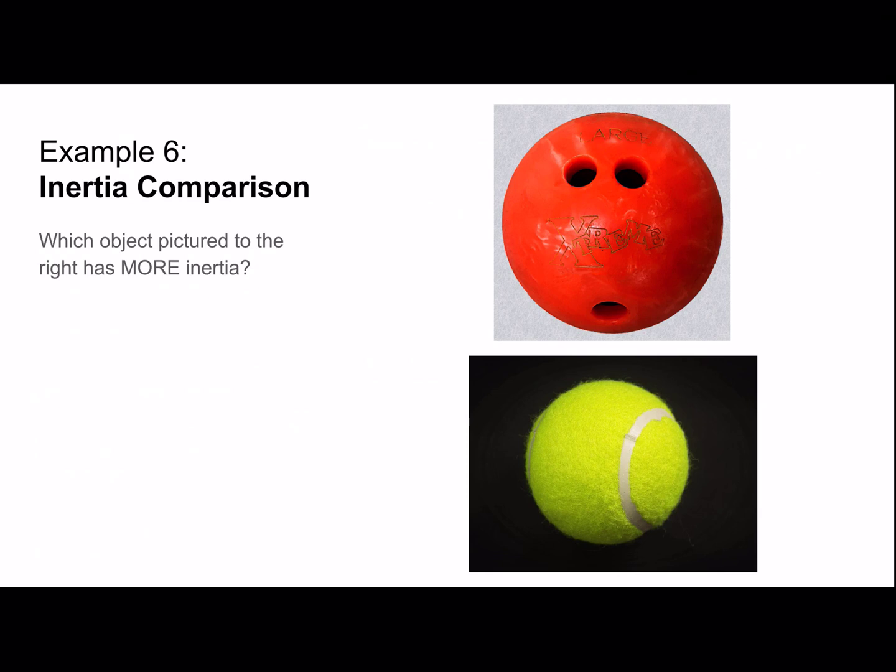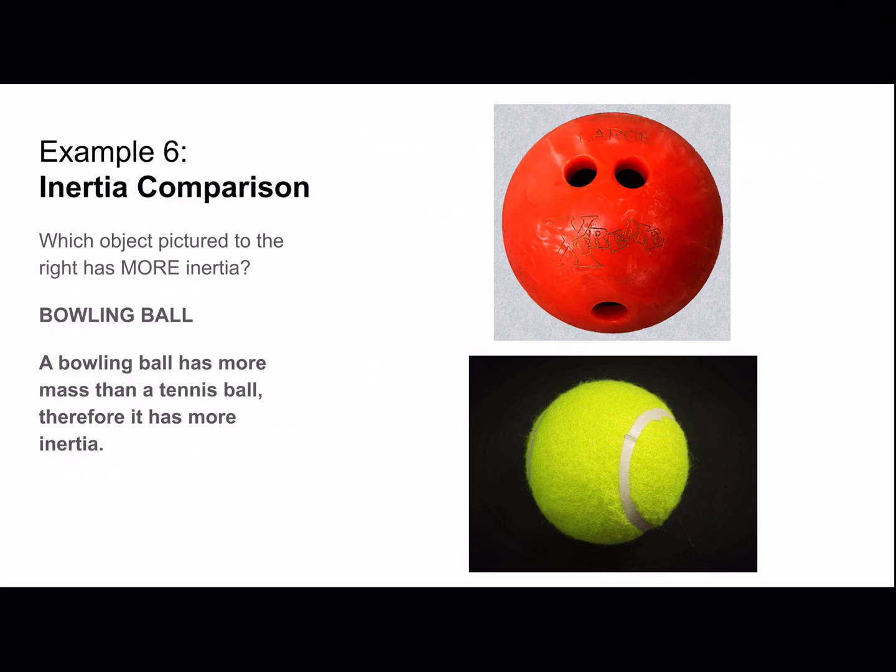All right, 2 more. Example 6, inertia comparison. Which object, pictured to the right, has more inertia? So a bowling ball or a tennis ball? A bowling ball has more inertia. A bowling ball has more mass, therefore it has more inertia than a tennis ball.